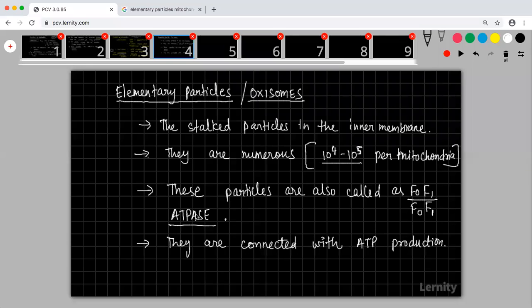This F0, F1 ATPase is only oxysome. They are the stalked particles. The elementary particles are also called as oxysomes. They are stalked particles in the inner membrane. They are numerous. These particles are also called as F0, F1 ATPase. The word ATPase stands for ATP plus ase. Whenever I am suffixing something with ase, this indicates it is an enzyme.